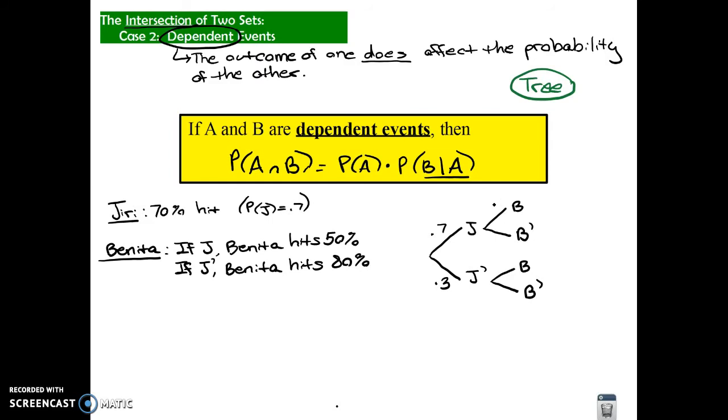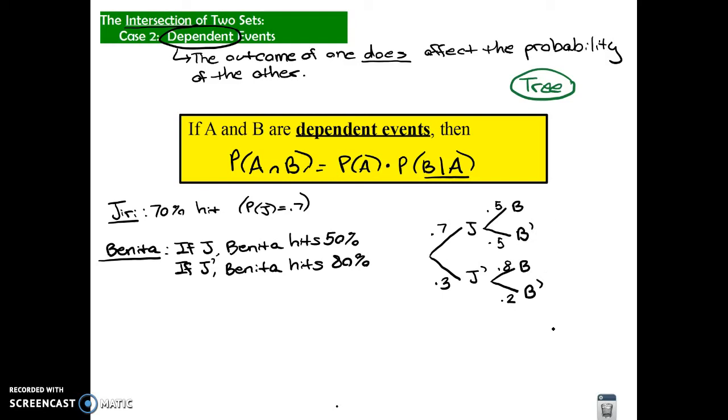If Jerry hits the target, then Benita has a 50% chance of hitting and a 50% chance of missing. If Jerry misses, then Benita hits 80% of the time, and that would mean that she misses 20% of the time, because these two need to add up to 100% for her portion. So then we get 4 different outcomes with 4 different probabilities, or I guess really just 3 different probabilities.